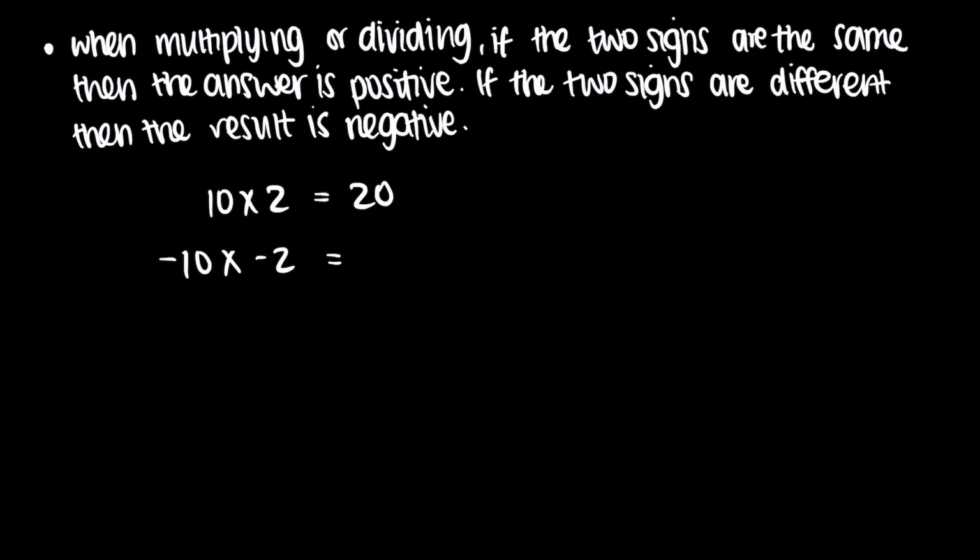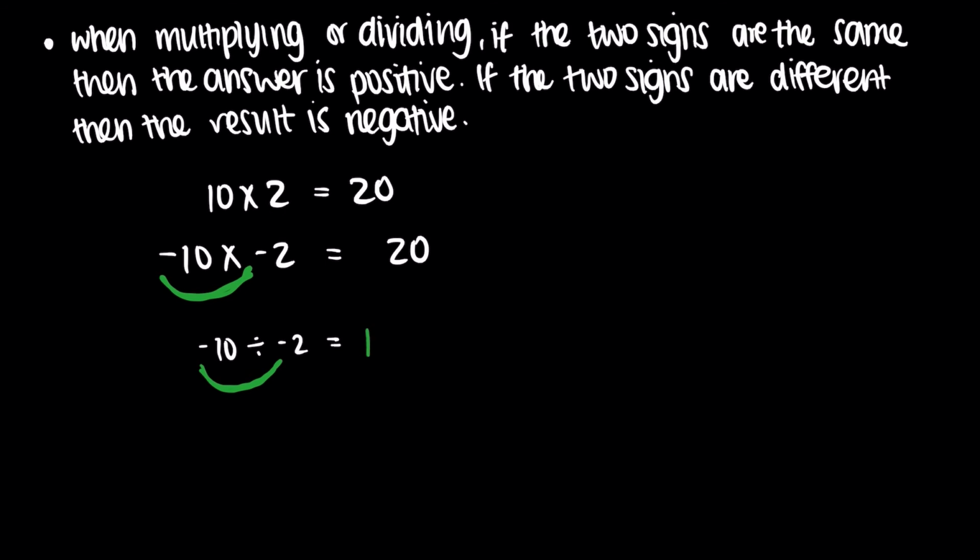Negative 10 multiplied by negative 2. The two signs are the same, so the answer is positive, so our answer is positive 20. Negative 10 divided by negative 2. The two signs are the same, so we divide, and the answer is positive, so our answer is positive 5.